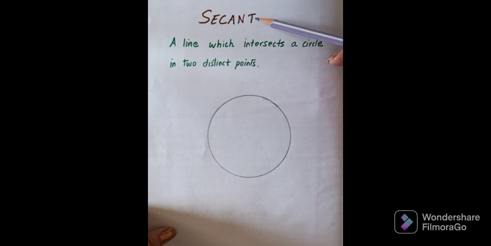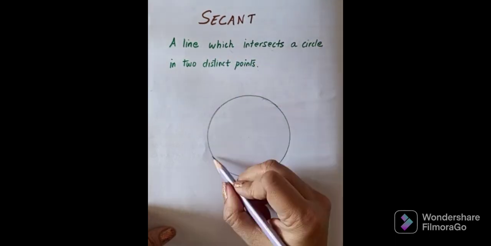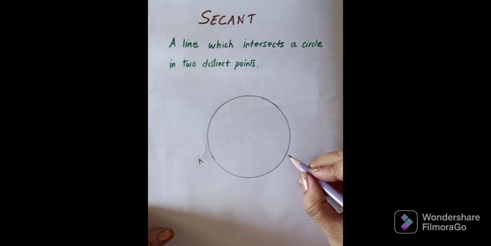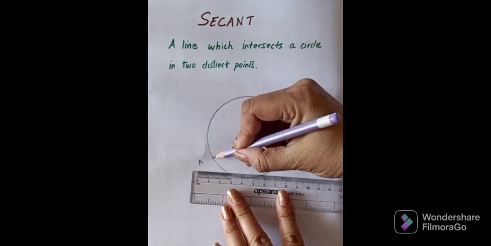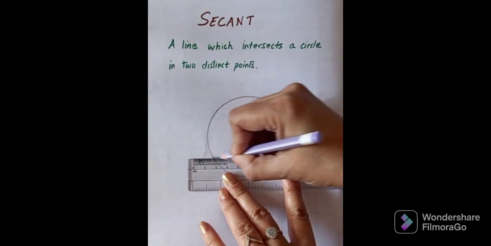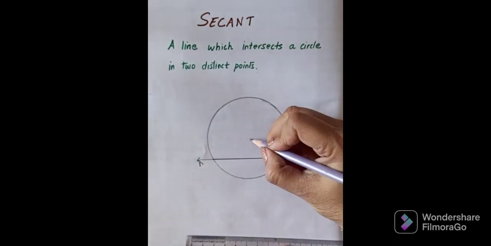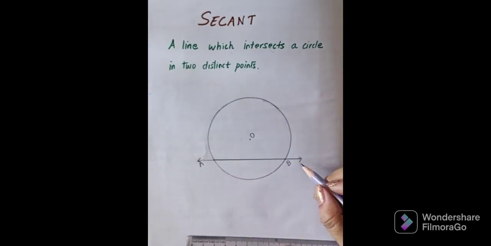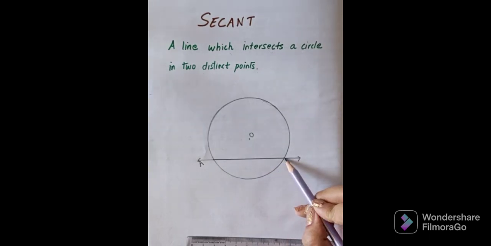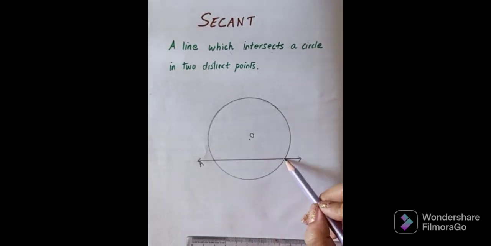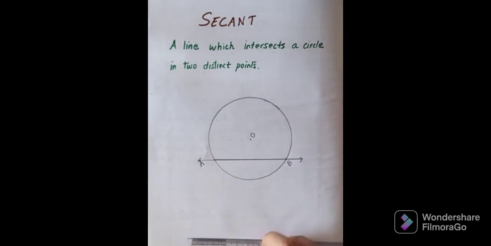Next term is secant, a line which intersects a circle in two distinct points. Okay, if I draw two points, one point here and one point here, these are the two points A and B. If I draw a line and extend it from both sides, AB is a secant of the circle. You have to note that chord AB is in the circle and the points are on the circle, but here we can extend the line, so that's why it is called a secant of the circle.